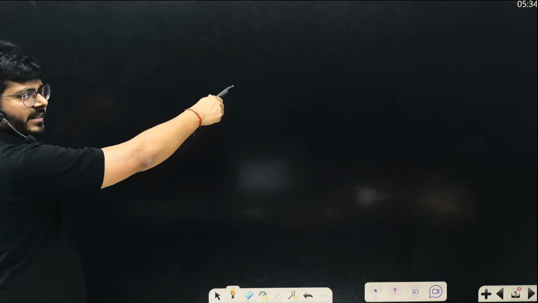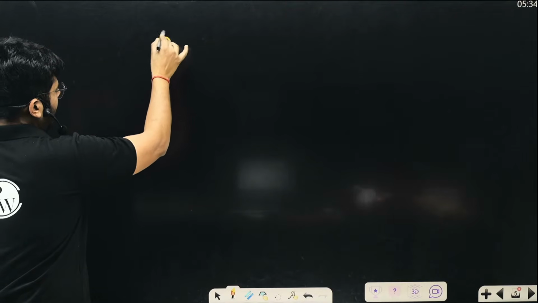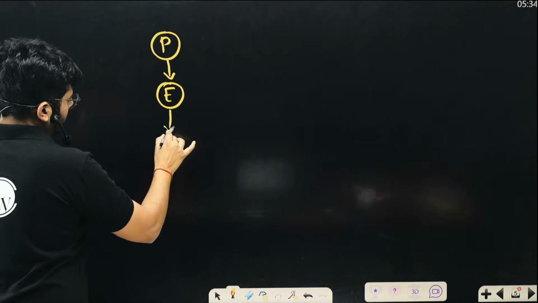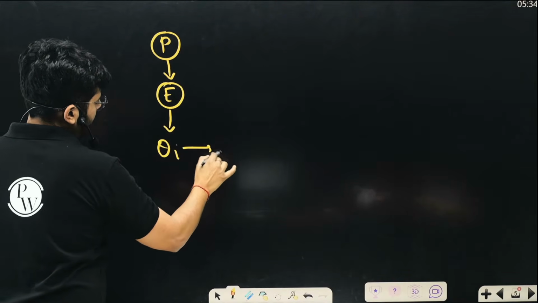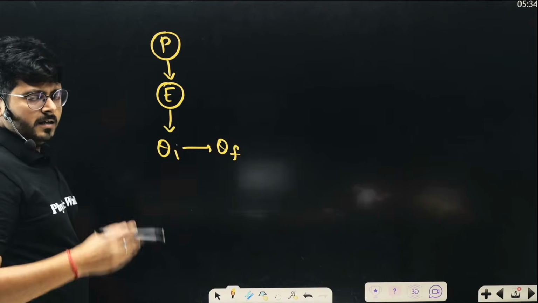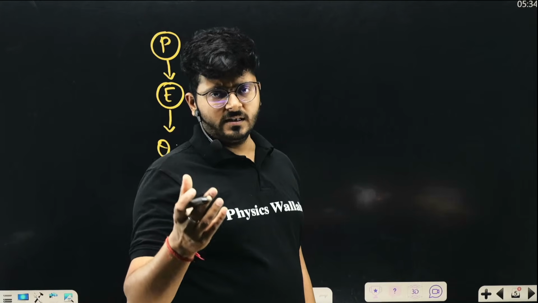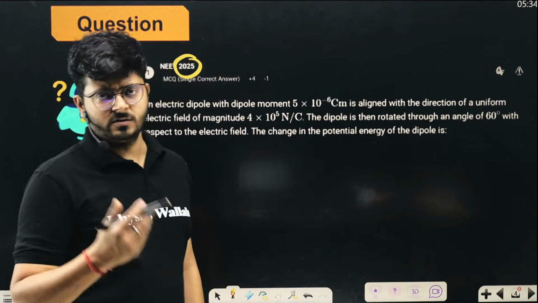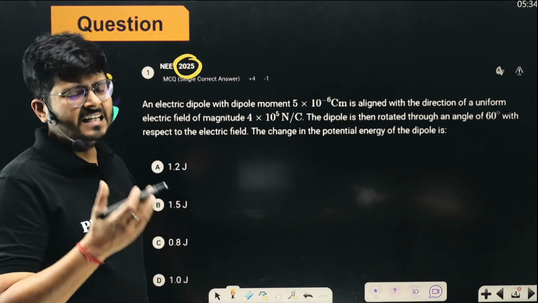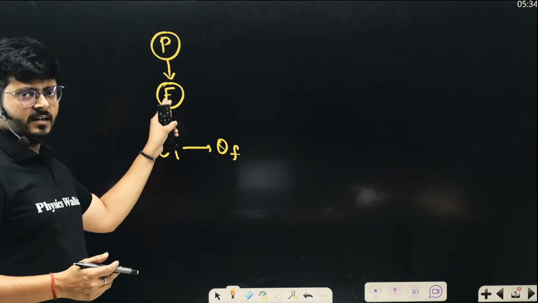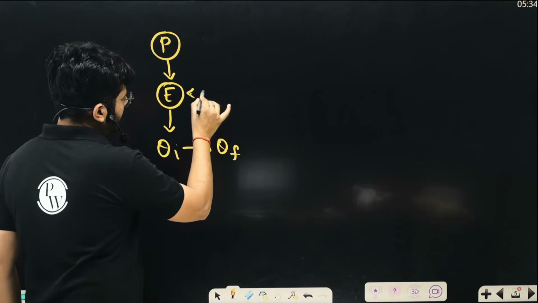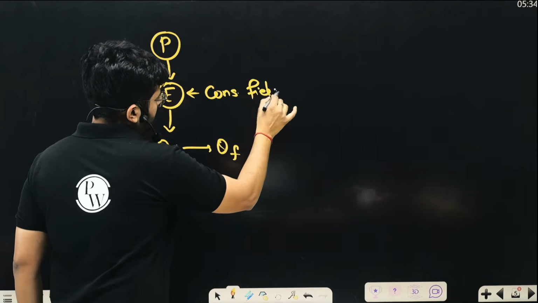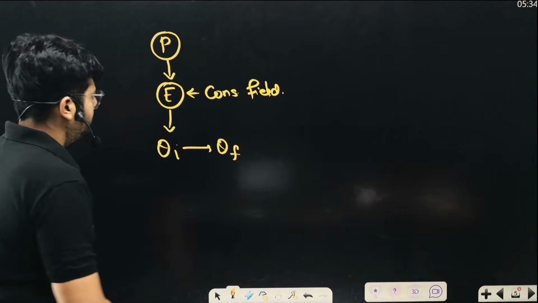My dear kids, if you have a dipole with dipole moment P, and it is placed in the electric field E, right? It is rotated from an angle theta I to theta F. What happens? Some work is done in this process, and whatever work you have done is stored in the system as potential energy, because the electric field is a conservative field, right? So whatever work is done is stored in the form of potential energy, right?